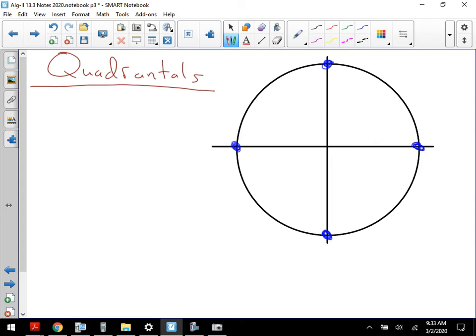So, as we go through a lot of this stuff here, we have to figure out what values we're going to give certain things. When I'm looking at 0, 0 is always to the right. Everybody okay with that? So 0 degrees or 0 radians would be here. As I rotate up, I'm at pi over 2.